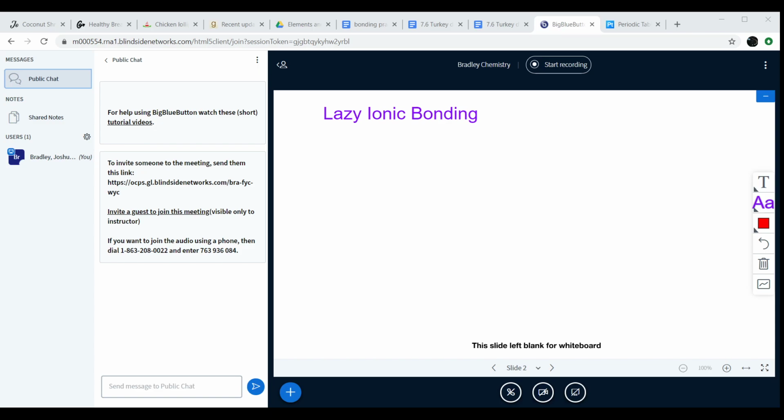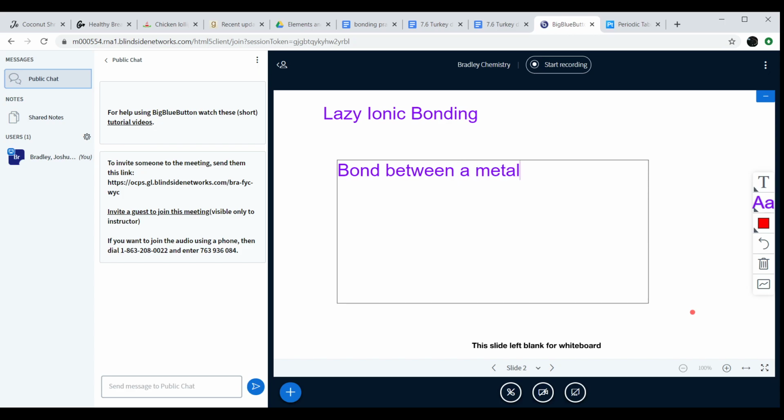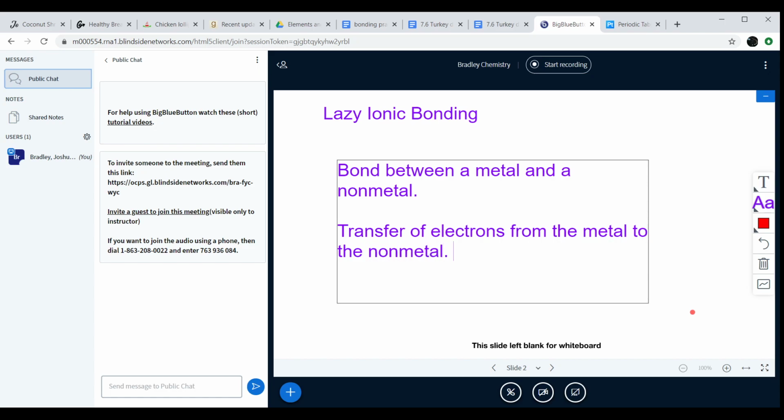So the first thing that we're going to want to do is to define ionic bonding. And ionic bonding is going to be a bond between a metal and a non-metal. Okay? And what's going to happen here is that this is going to involve a transfer of electrons from the metal to the non-metal. Okay?